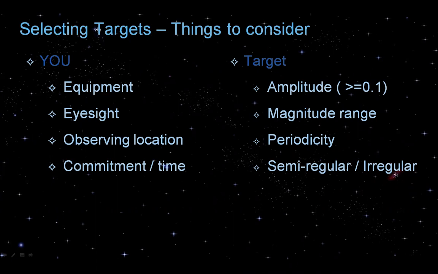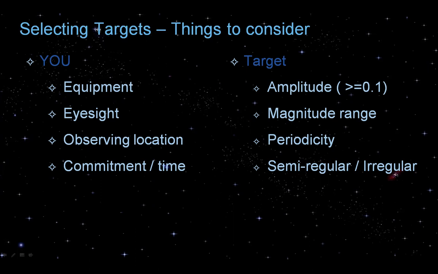So if a star varies, say, from 7th to 7.09 magnitude, as a visual observer, you just cannot discern such a small difference with your eye. So when you're selecting variable stars to observe with amplitudes, make sure you pick those that have an amplitude of at least 0.1. And when you're starting out, even bigger than that, because you need to practice to learn to see the difference in the magnitudes.